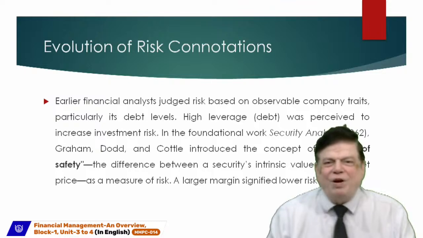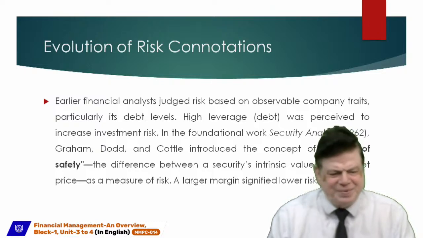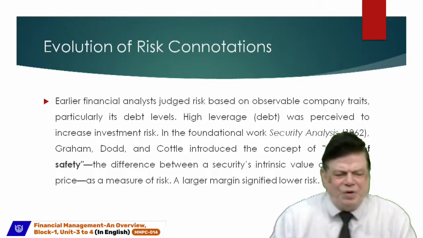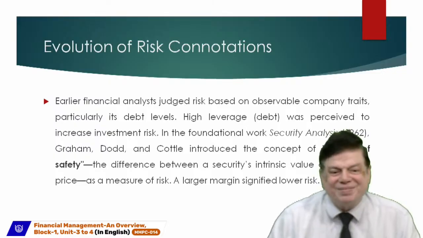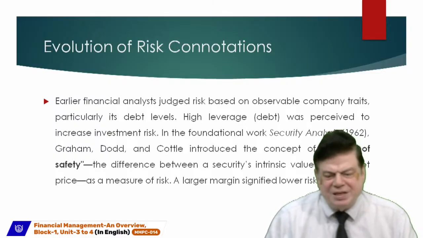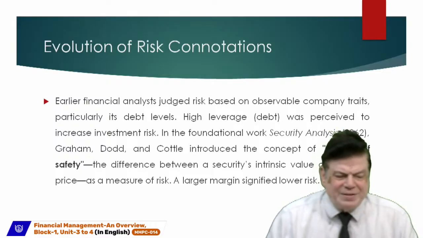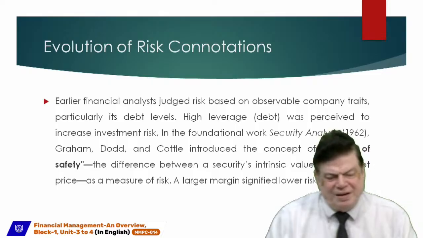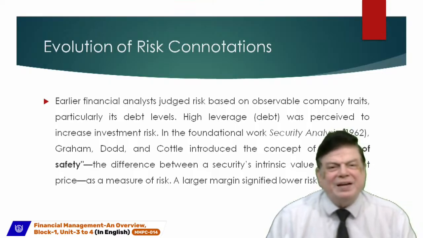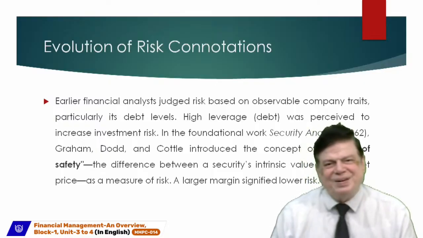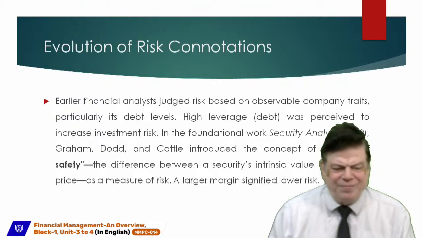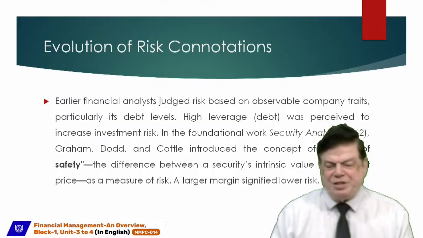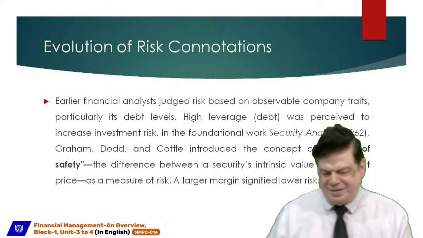In the foundational work, Security Analysis, Graham, Dodd and Cottle introduced the concept of margin of safety: the difference between the security's intrinsic value and market price as a measure of risk. A larger margin signified lower risk. So these two scientists gave this theory, margin of safety. It is the difference between a security's intrinsic value and the market price.